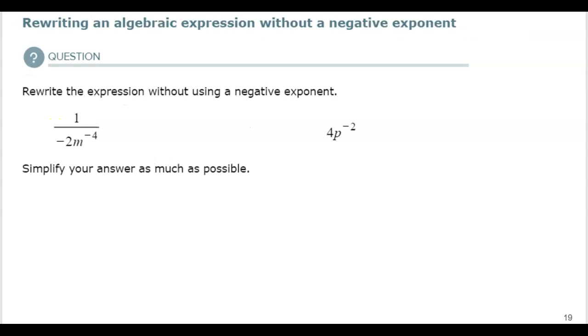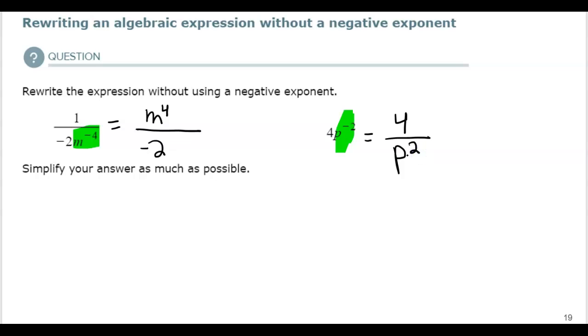I'm going to do the first one, you guys are going to do the second one. So I'm going to think that this negative 4 is only attached to the m. It is not attached to that negative 2. So to make it positive, I bring it to the numerator. Something like this. This negative 2 is only attached to the p, so my 4 stays on top. My negative 2 becomes positive by putting it in the denominator. We're almost done.